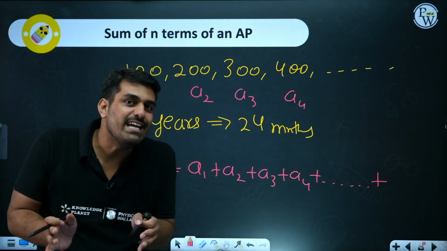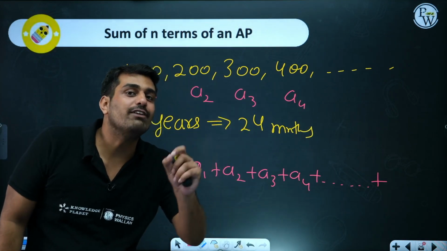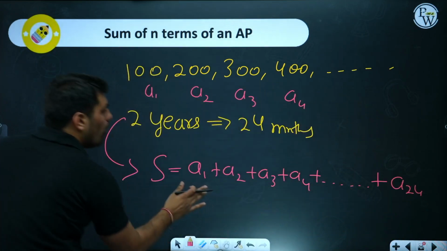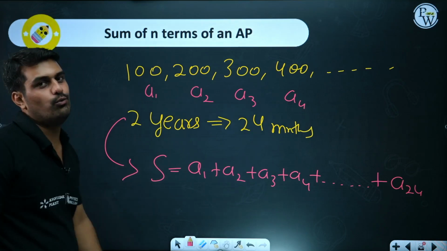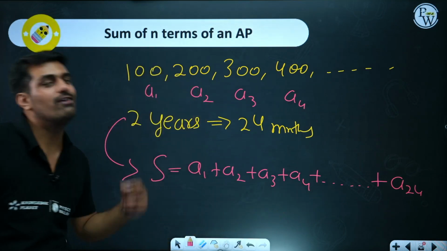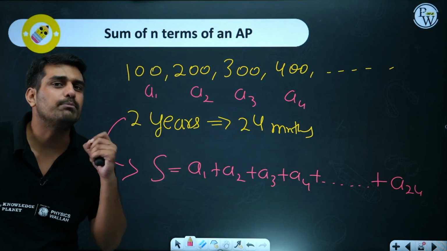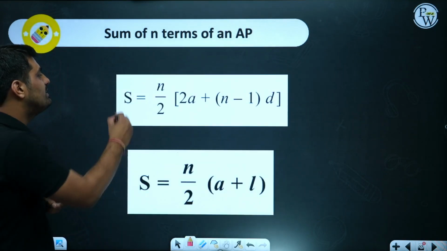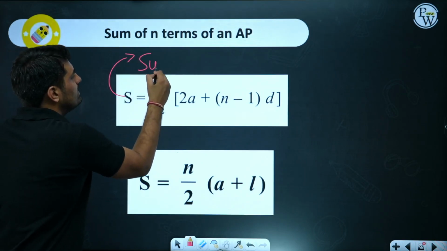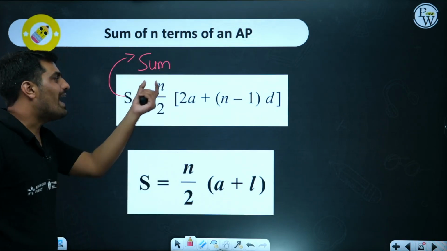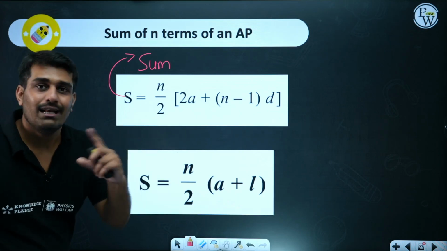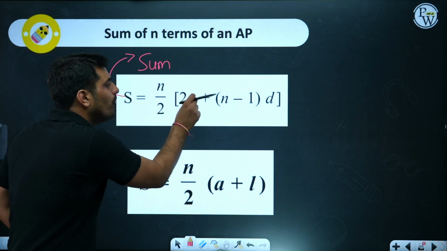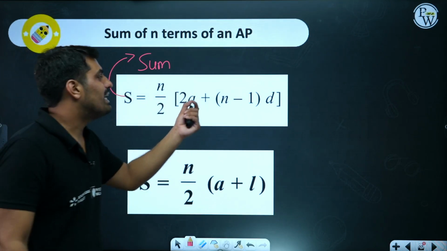That means the money you would have got in the starting of the 24th month. So A24. The sum of all these terms is what I am looking forward to. And for that we have a very specific formula over here. The formula is S equals, S over here stands for sum of an AP. So sum equals n by 2, where n means the number of terms, like in the previous case, it was 24. So n is the number of terms, 2A, where A is the first term, plus n minus 1 into D.